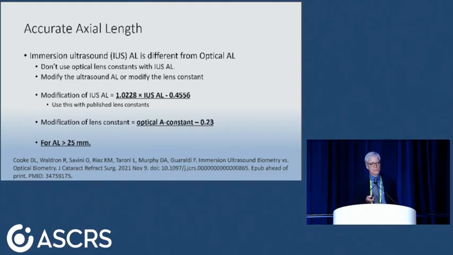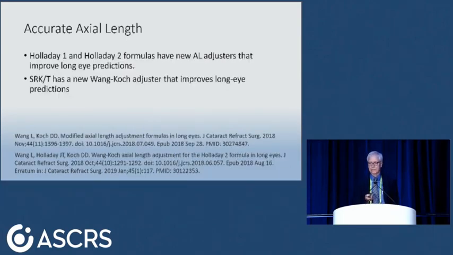But this one applies to everyone, and this is if you use immersion ultrasound axial length, you should not use your same optical lens constants. So if you use a WF lens from Alcon, you shouldn't use a 119 if you're going to use immersion ultrasound. And you can either change your axial length, or you can subtract 0.23 from the optical A constant. And that's only for long eyes.